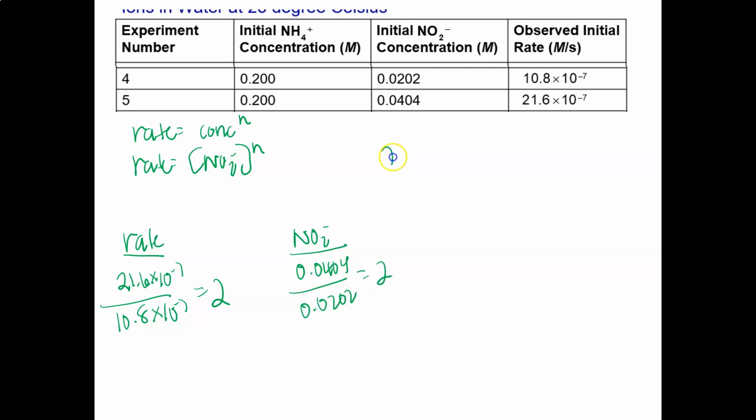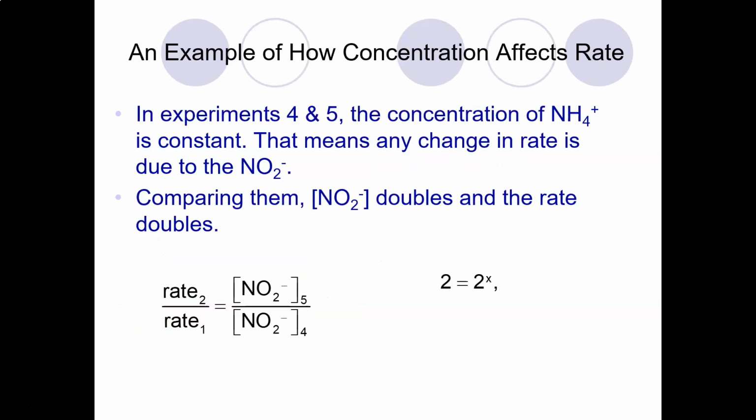So the rate is 2. The nitrite is 2. 2 to what power equals 2? Well, this is also 1, which means nitrite is also first order. So if I tripled the NO2 minus, the rate would triple. If I took the NO2 minus times 12, the rate would go up times 12. We're seeing a mathematical relationship between these. Okay, so that's what we just saw. I just put the actual numbers in here.